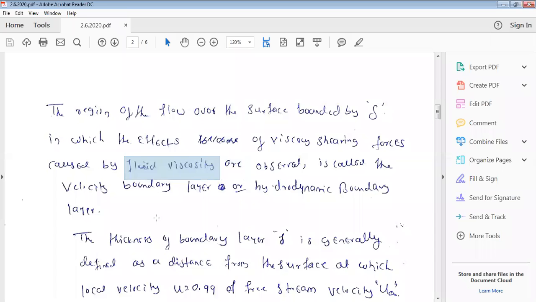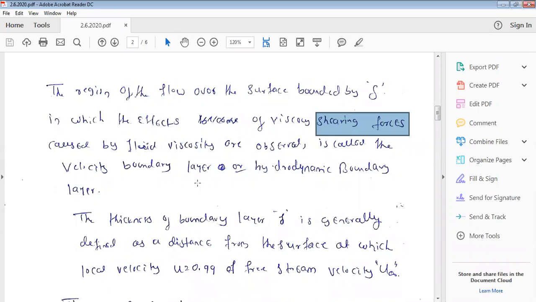These two parameters, viscous shearing as well as fluid viscosity, are going to contribute greatly to the velocity profile. Because you know what viscosity is? Viscosity is the resistance to the adjacent fluid layers. In this case, viscous shearing forces caused by the fluid viscosity between adjacent fluid layers will come into the picture. That is called the velocity boundary layer or hydrodynamic boundary layer.